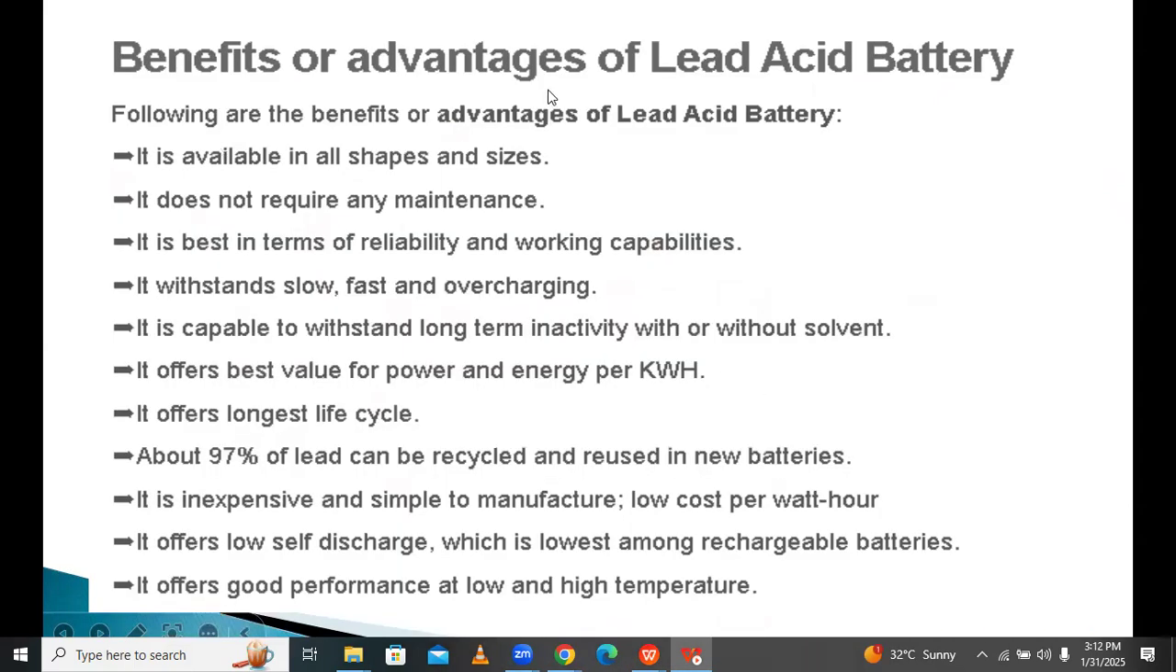So what are the benefits and advantages of a lead acid battery? It is available in all shapes and sizes. It does not require much maintenance. It is best in terms of reliability and working capabilities. It tolerates slow or fast overcharging. It is capable of withstanding long-term inactivity with or without electrolyte. It offers the best value of power and energy per kilowatt hour. It offers the longest life cycle. About 97% of lead can be recycled. So these are some benefits or advantages of a lead acid battery.